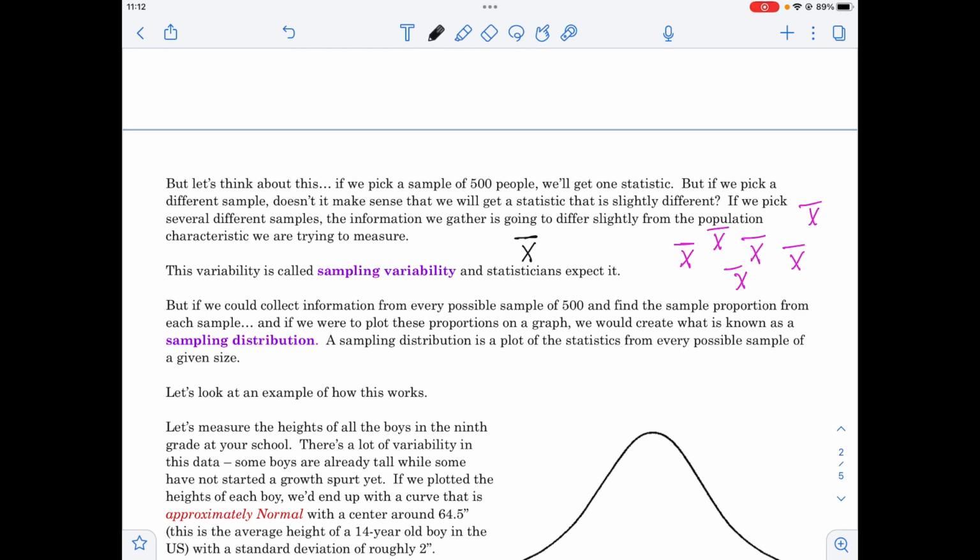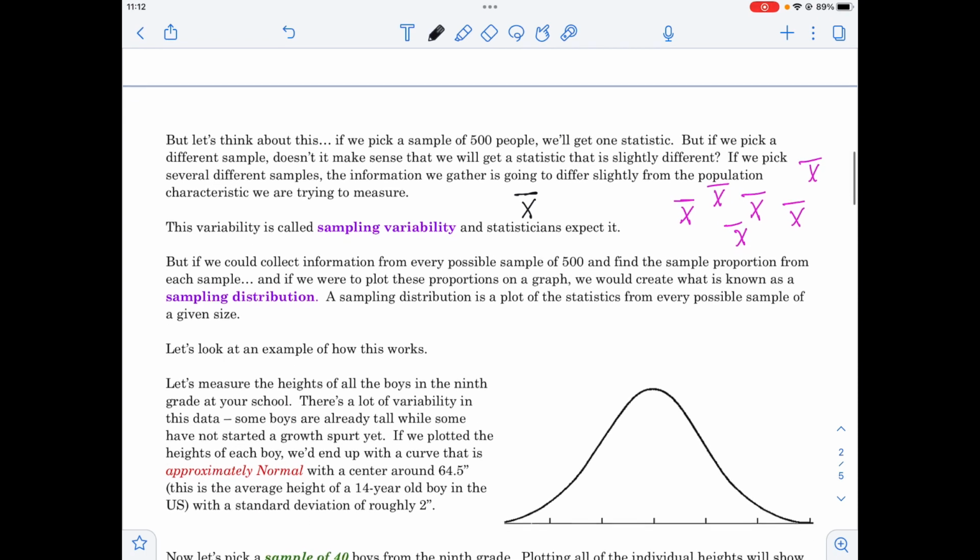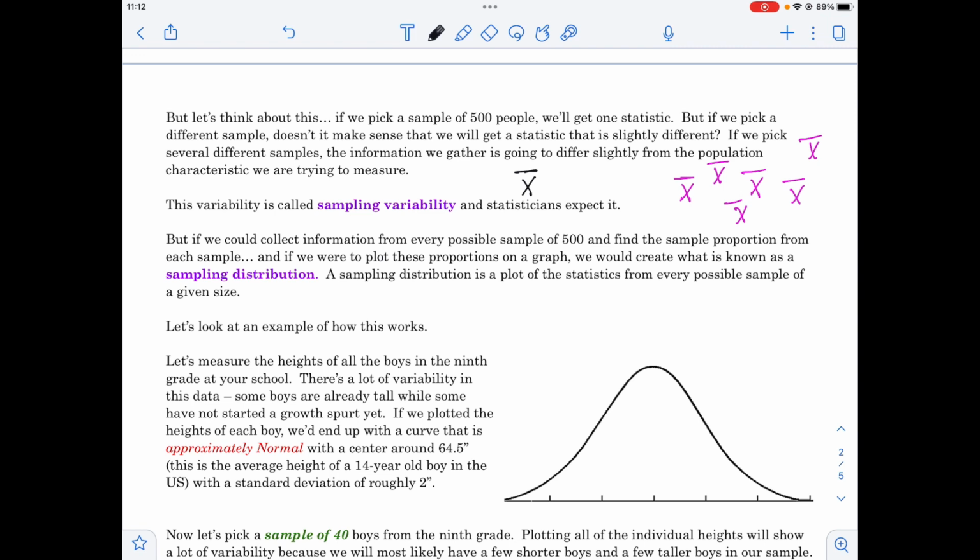So if we look at all those and we collect information from every possible sample of 500 that we can get, which would take some time, and we find the mean from each sample, and we plot those on a graph, we would create what is called a sampling distribution. A sampling distribution is a plot of the statistics for every possible sample of a given size.